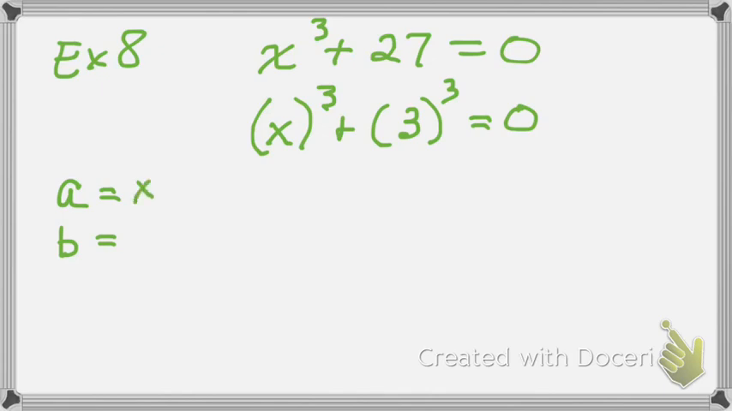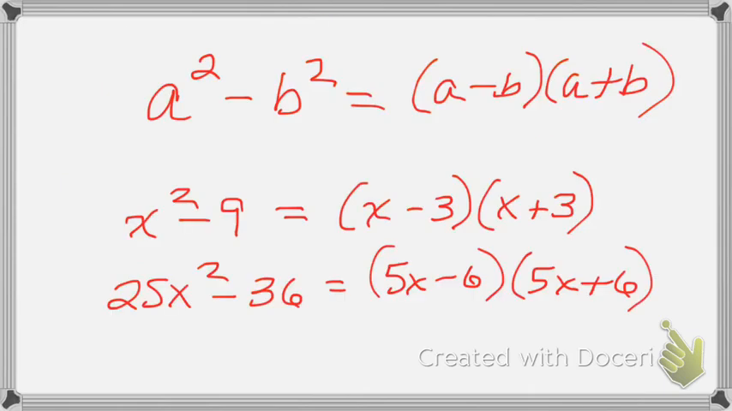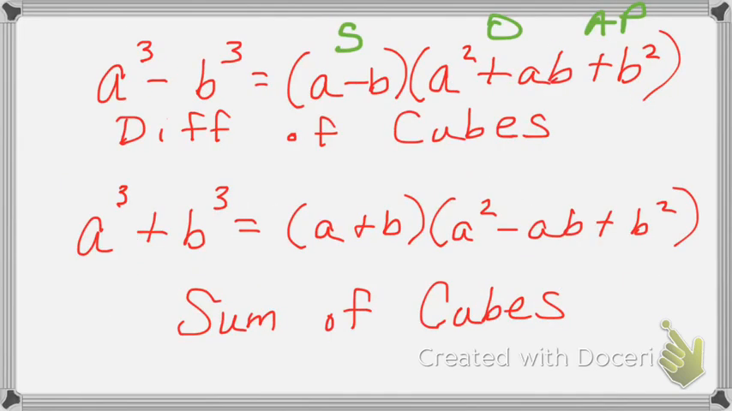X and 3. This is my A, and this is my B. I'm making it look like this. Does everybody see this formula on your handout? Yes. Okay, so right now I have it written like this. My A is an X and my B is a 3. Now I have to rewrite it like this. Okay? I'm going to take this and switch it to this format.